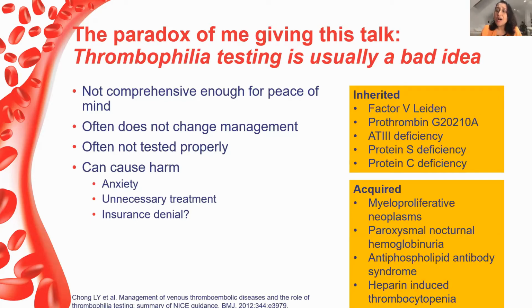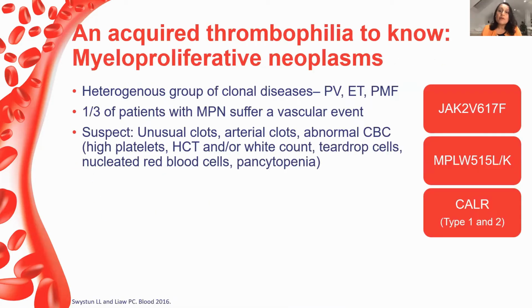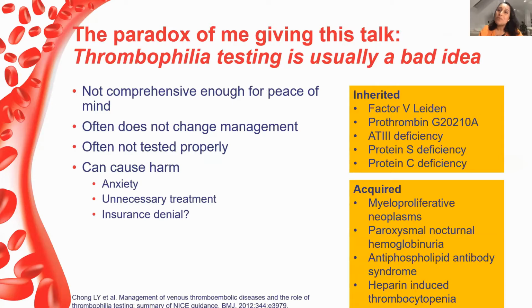Now we're going to touch on these four entities throughout this talk, as they can be very important drivers of recurrent or unusual thromboses. And if you find them, that actually changes management. Now, confirmatory assays for these conditions, like the myeloproliferative neoplasms, PNH, antiphospholipid antibody syndrome, HIT, these can be really difficult to access outside of a large hospital lab. And I know that not all of you work in that setting, but that's okay.